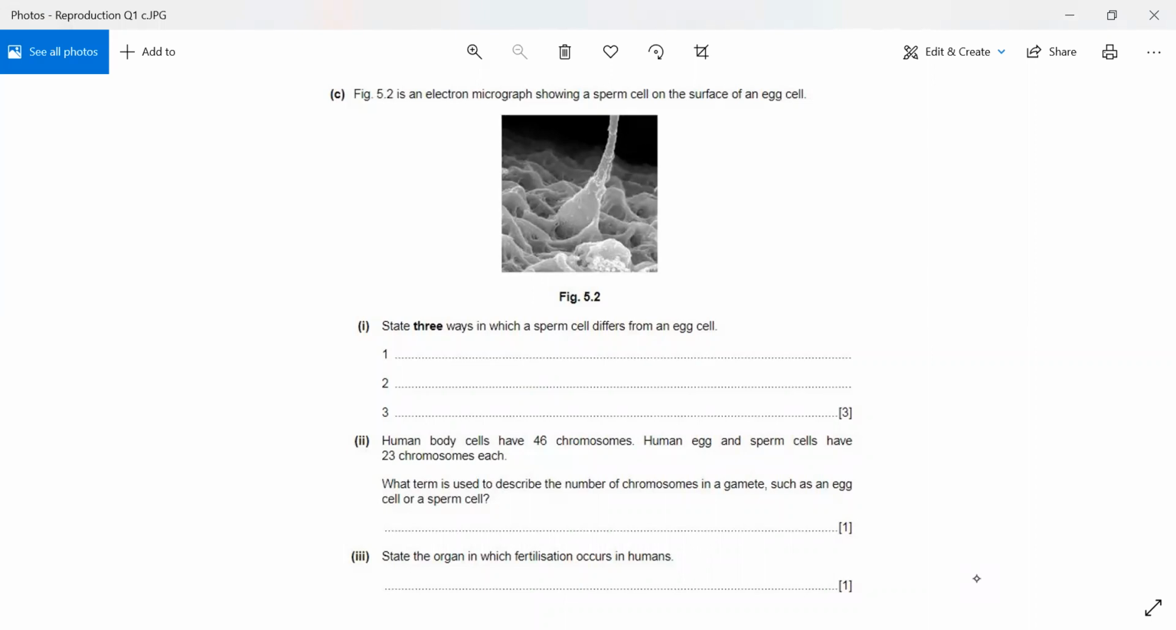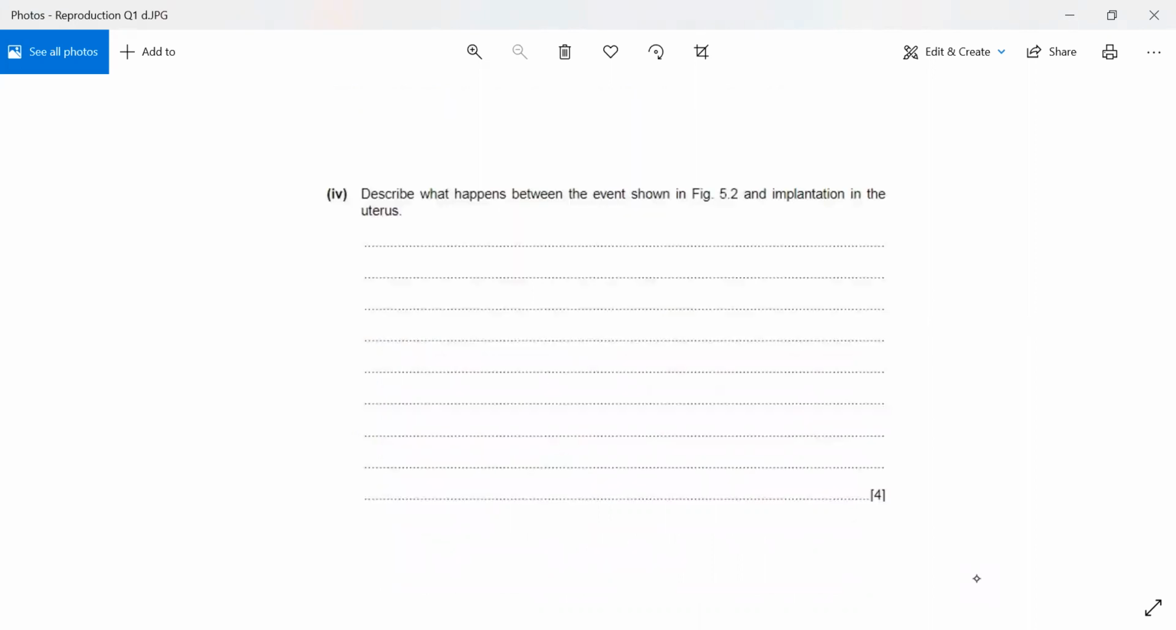Let's go back to see this, figure 5.2. Here they are talking about where a sperm cell is actually fusing with an egg cell. So basically fertilization is occurring here. So now, they are talking about what is going to happen here. So here, we will talk in detail since we have to go for 4 marks. Let me choose pink color now.